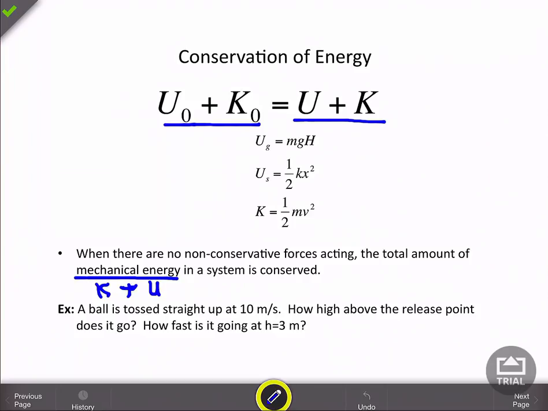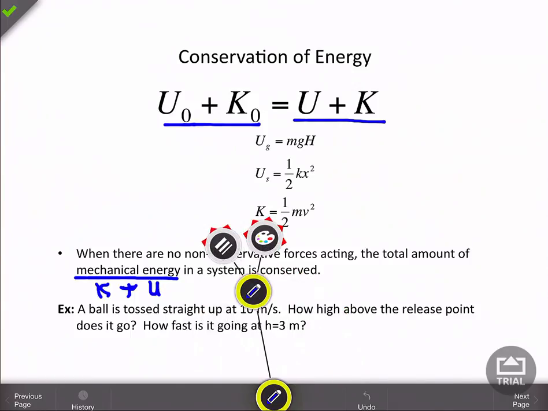Energy is really just another way to look at the problems that we've already solved with Newton's laws and forces. We're going to see this in our first example. We have a ball tossed straight up at 10 meters per second, and I want to know how high above the release point it goes, and then how fast it's going at a height of 3 meters. If I asked you this problem 2 months ago, you would have told me how to solve this using kinematics equations. But we're going to use energy instead.